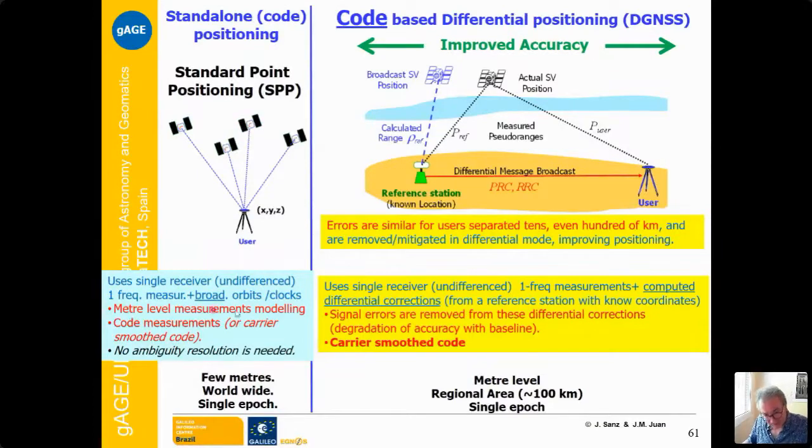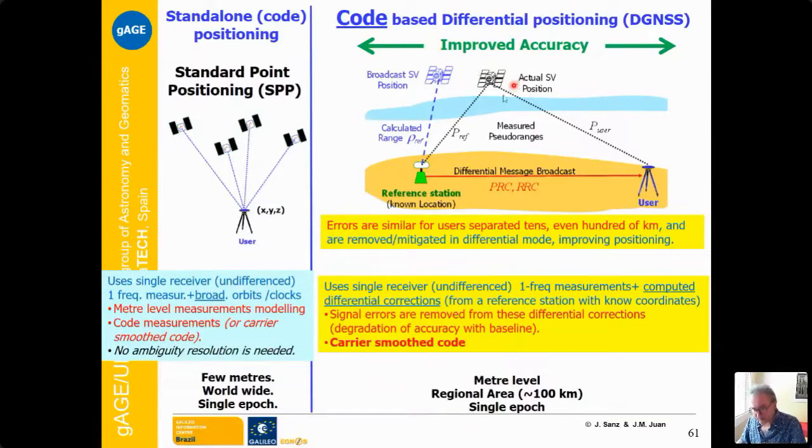We achieve some meters level, some meters error, and we use code measurements or smoothing code. There is no ambiguity resolution because we are using code and not carrier.